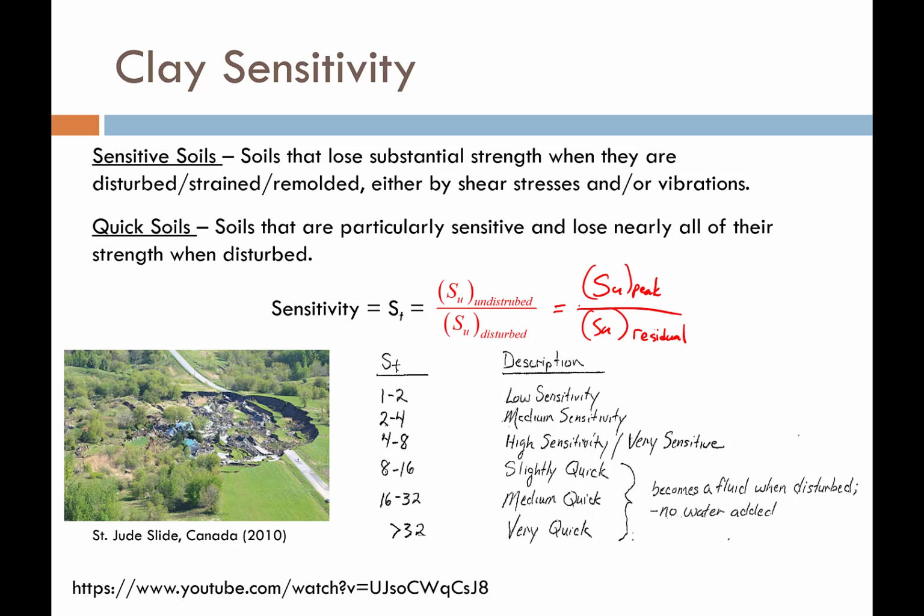So if we were to develop a scale of sensitivities, then these values right here might apply. This is at least a set of values that are common here in the United States. If I have a sensitivity of 1 to 2, we'd say the soil is not really sensitive. 2 to 4, the soil is medium sensitive. 4 to 8, we'd say the soil is highly sensitive here in the United States. I know that in other parts of the world, that definition may not apply, but here in the United States, it does. And then if we get into sensitivities ranging from about 8 to 16, this is where we start to say, okay, we're getting into the quick range now. So we have slightly quick, 16 to 32, medium quick, and anything larger than 32, we have very quick soils.